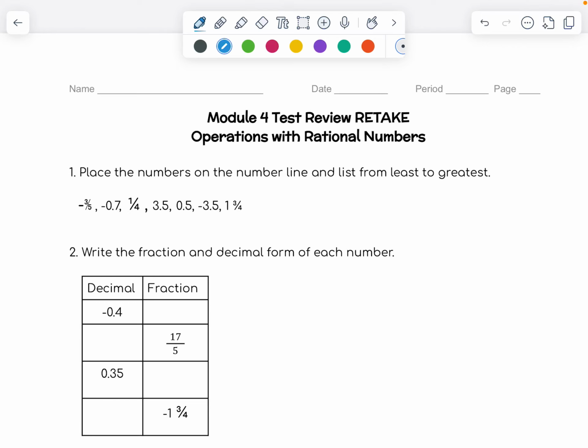Hello and welcome to the retake of Module 4 test. We're going to review, and it looks a lot like the first review that hopefully you did.